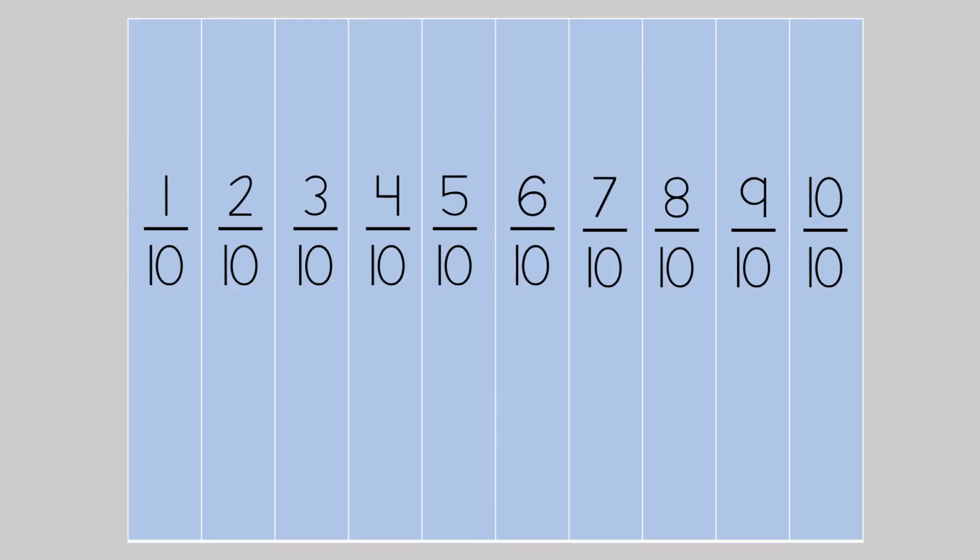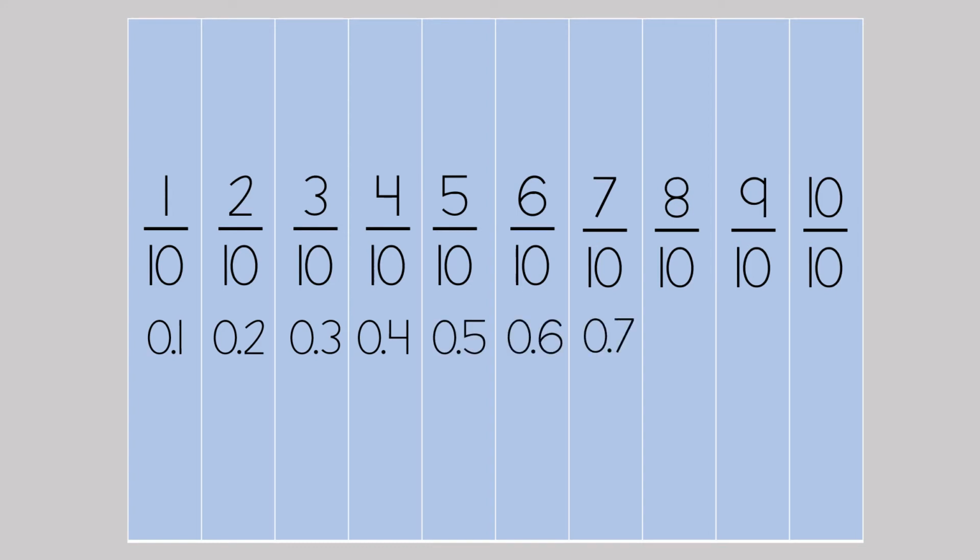If I'm looking at a visual model of fractions, I know that I can represent tenths as both fractions and decimals. 1 tenth as a decimal looks like this. 2 tenths, 3 tenths, 4 tenths, 5 tenths, 6 tenths, 7 tenths, 8 tenths, 9 tenths, and 10 tenths equals 1 whole, so it is represented as the whole number 1.